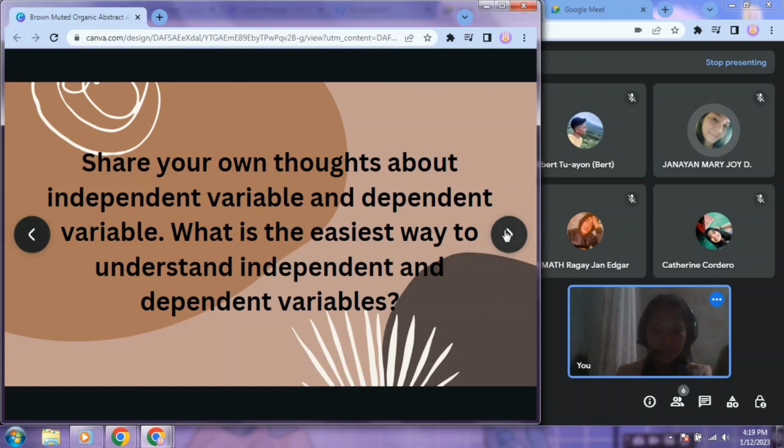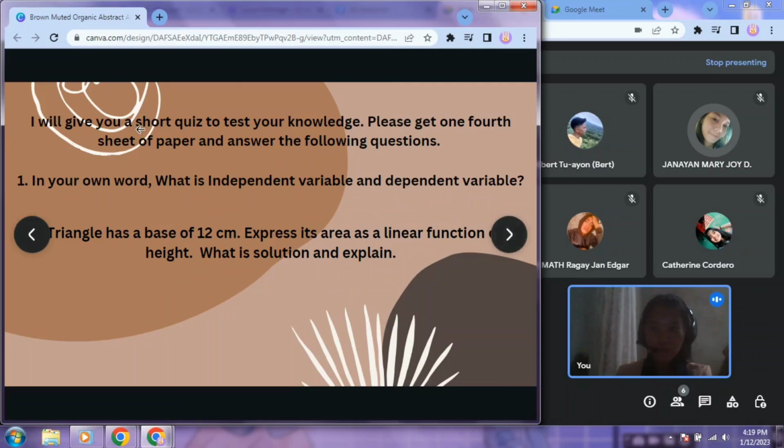Now for the activity, I will give you a short quiz to test your knowledge. Please get one-fourth sheet of paper and answer the following questions. Number one, in your own words, what are an independent variable and a dependent variable? Number two, a triangle has a base of 12 centimeters. Express its area as a linear function of its height. What is the solution? Explain.